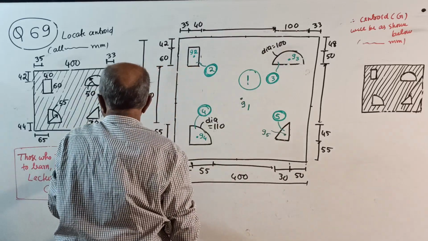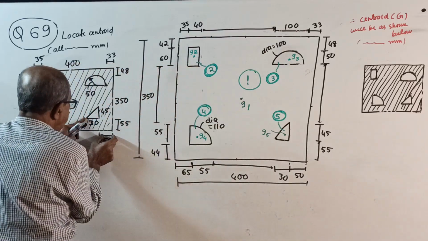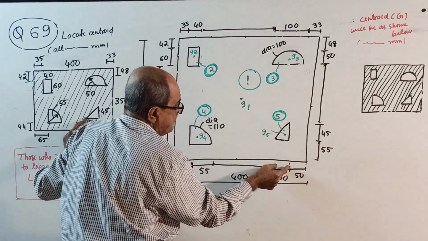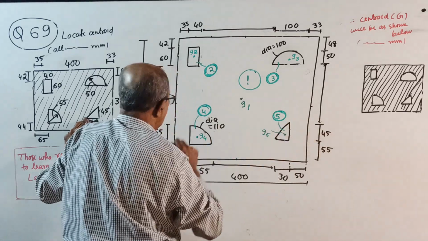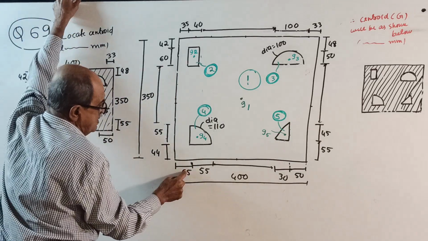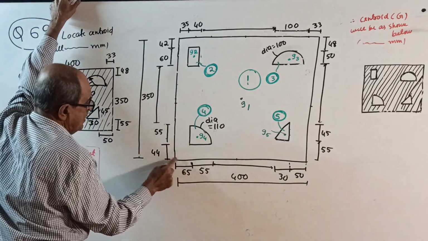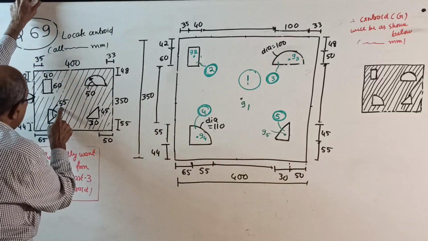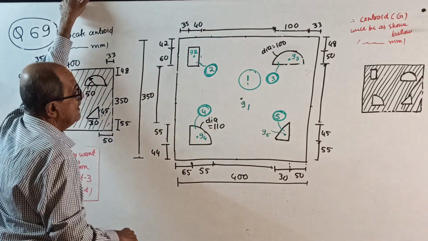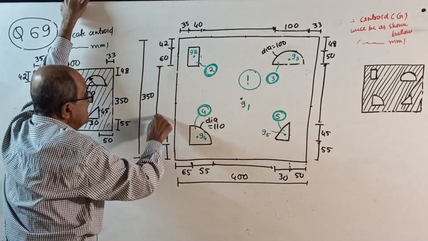Now, here, the triangle: 50 gap, 55 gap. Base of triangle 30, height of triangle 45. This quadrant: 65, 44 gap. They told radius 55, so diameter 110. Now, you write this distance.